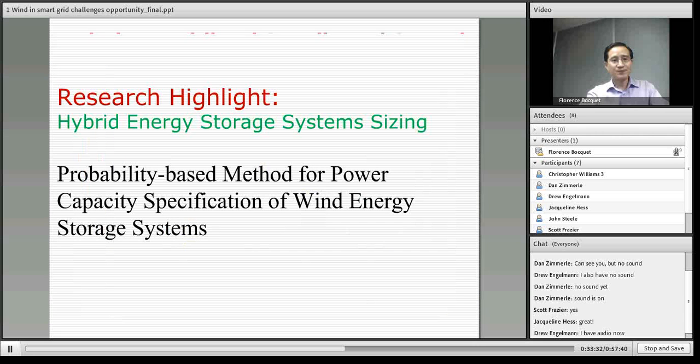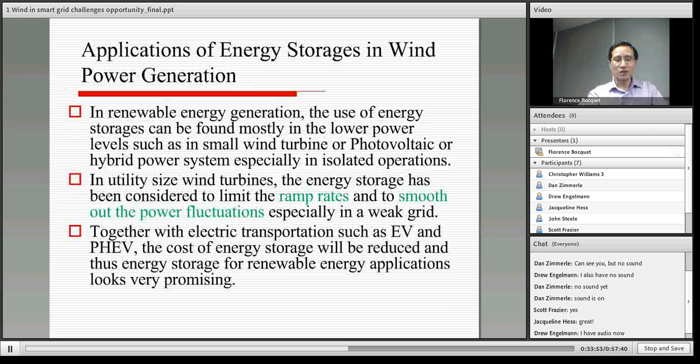And now let me move on to one research topic we have been doing. It is hybrid energy storage systems, but in particular we use a probability-based method to design the power capacity of, for example, batteries and supercapacitors in renewable energy.